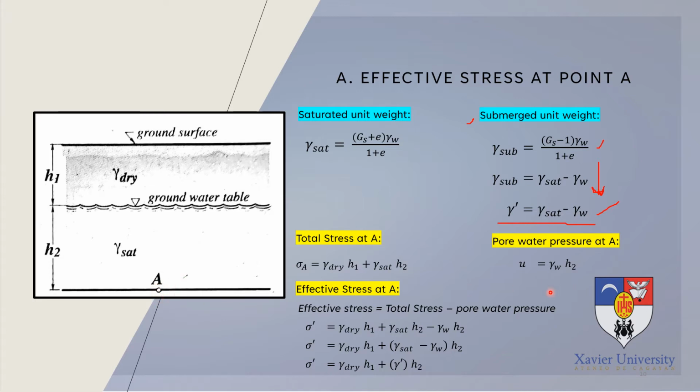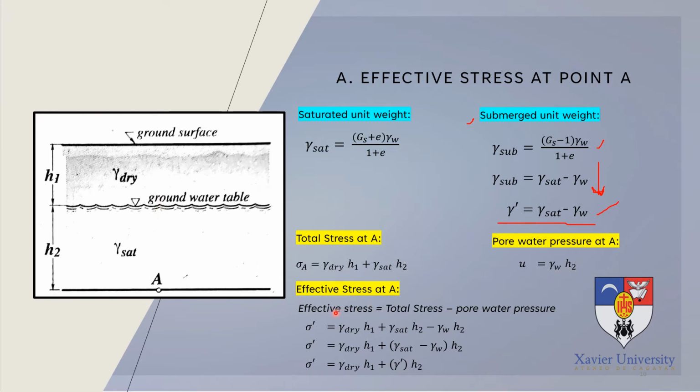So our pore water pressure at A, since our groundwater table here is located H2 above our point A, is basically just the height of the groundwater table from our point of consideration times the unit weight of water. So basically that is just H2 times the unit weight of water.